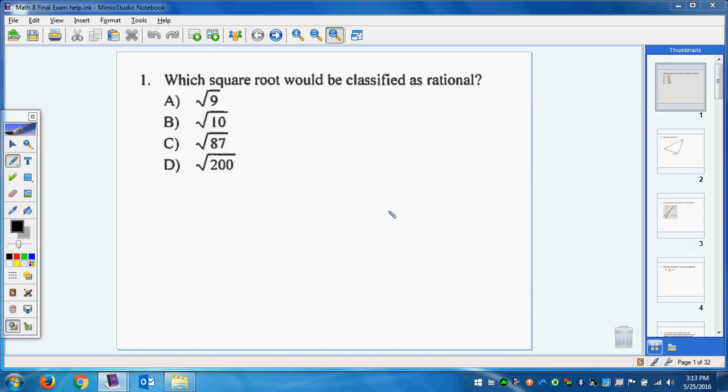Let's talk about this information here on number 1. Which square root would be classified as rational? If you remember, rational is a fancy way to talk about a fraction. So it's really asking you which number here can you write as a fraction? And obviously it would be answer A, because the square root of 9 is equal to 3, and you can change that to 3 over 1. A rational is a fraction.